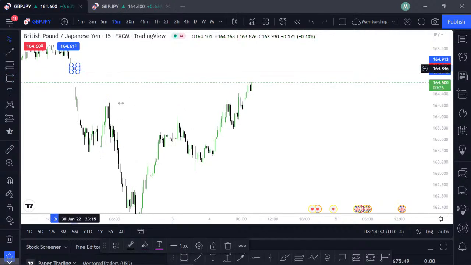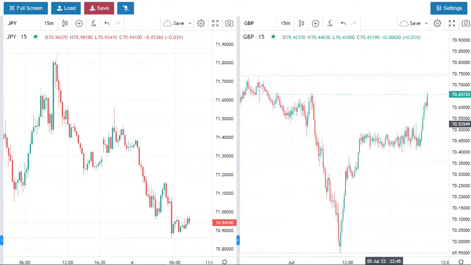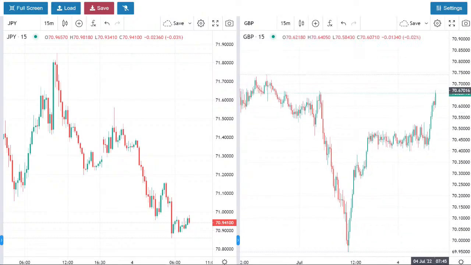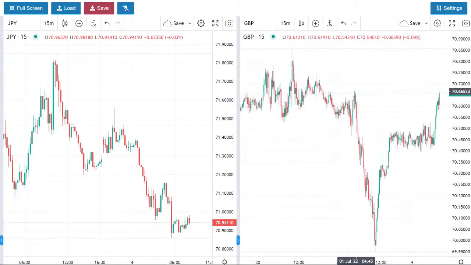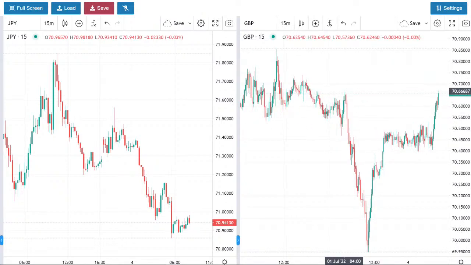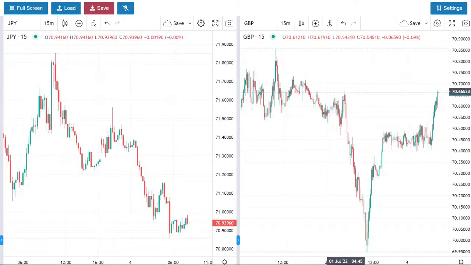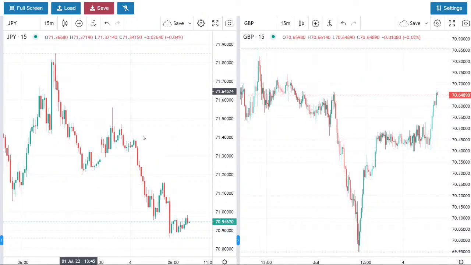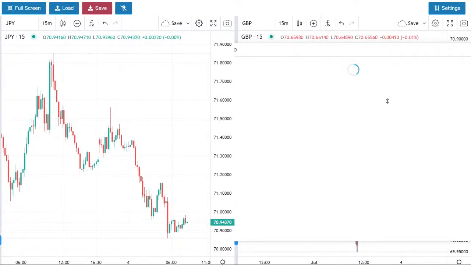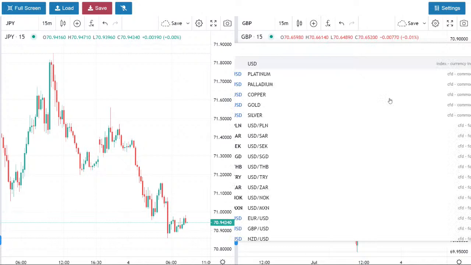So we have that green candle on the 15. This is for the pound to take a few highs. Let's wait and see what happens right here. Pound, then USD JPY, let's start with USD JPY. So let's have USD on our right hand side.